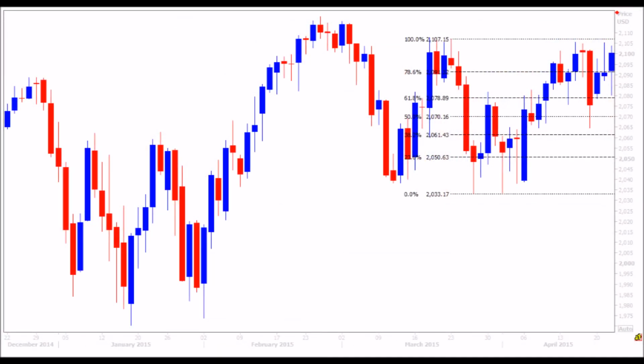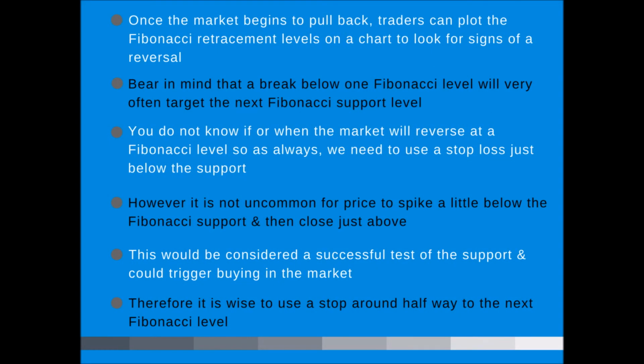The same chart below has shorter term Fibonacci lines and appears more relevant because they tie in better with the price action. So once the market begins to pull back, traders can plot the Fibonacci retracement levels on a chart to look for signs of a reversal. Bear in mind that a break below one Fibonacci level will very often target the next Fibonacci support level.